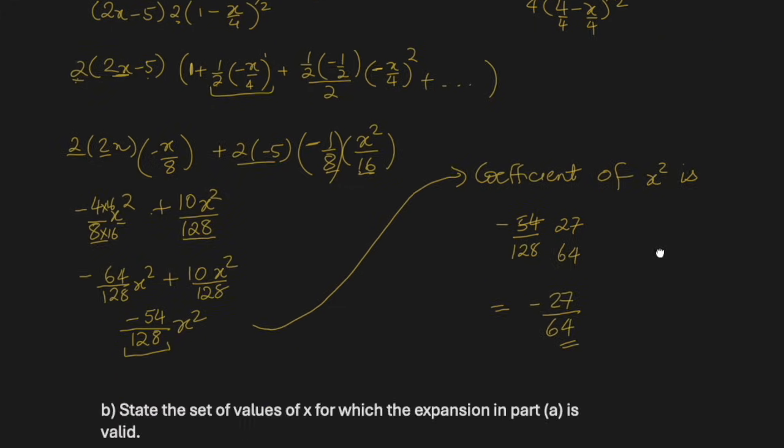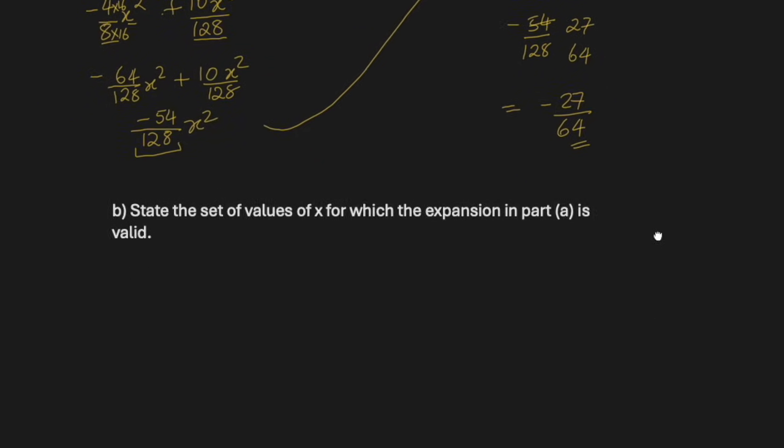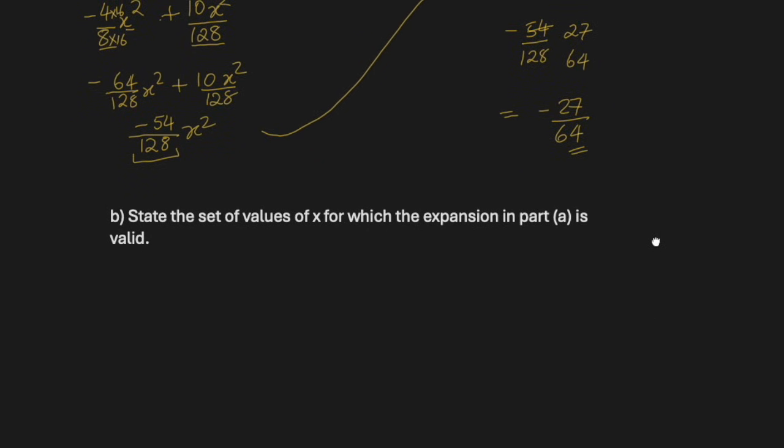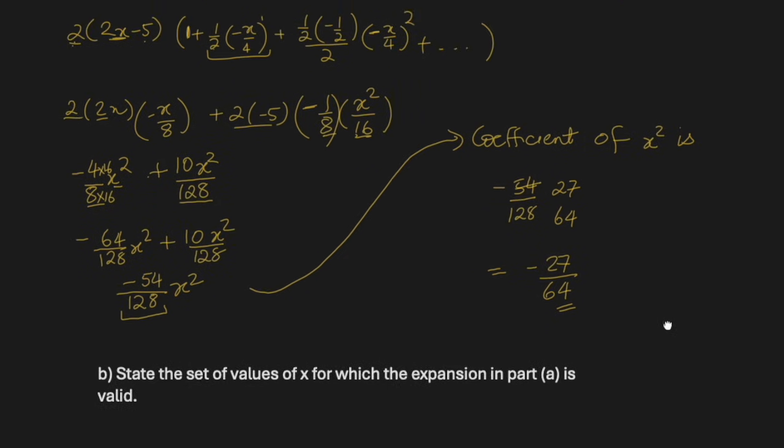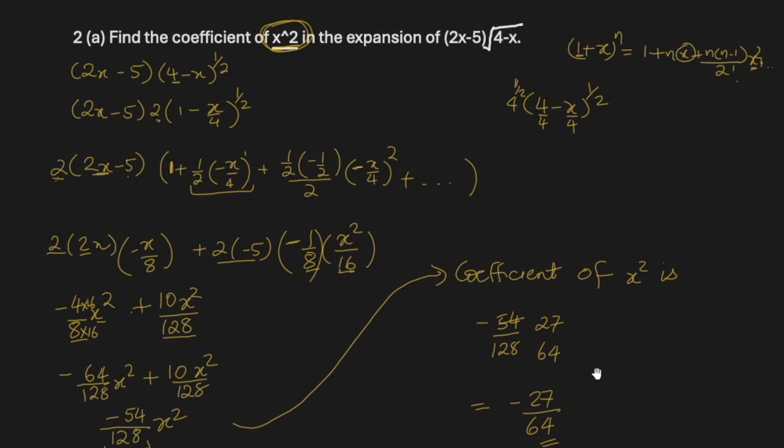Okay, we have a B part also. State the set of values of x for which the expansion in part A is valid. Okay, since this is power 1, so there is no restriction here. It is a simple binomial. We don't need to look at this. We need to look at this one.